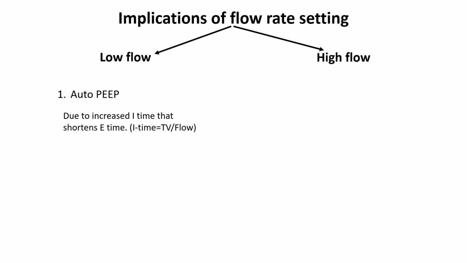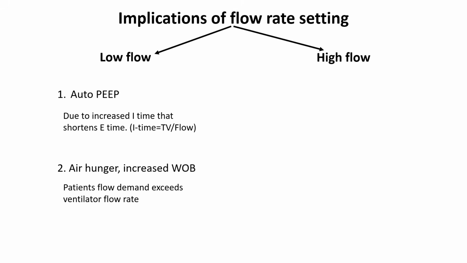Now let's look at the effect of setting flow rate too low or too high. A low flow rate can lead to a prolonged inspiratory time, which may reduce expiratory time and increase the risk of breath stacking or auto-PEEP. It can also cause air hunger and ventilator dyssynchrony if the patient's inspiratory effort exceeds the delivered flow. As the ventilator fails to meet the patient's demand, they struggle to draw in enough volume, increasing respiratory effort. This mismatch may lead to additional breath attempts, leading to dyssynchrony, increased work of breathing, and discomfort.